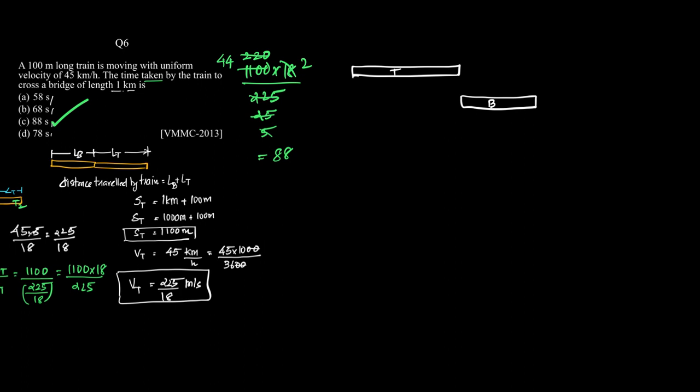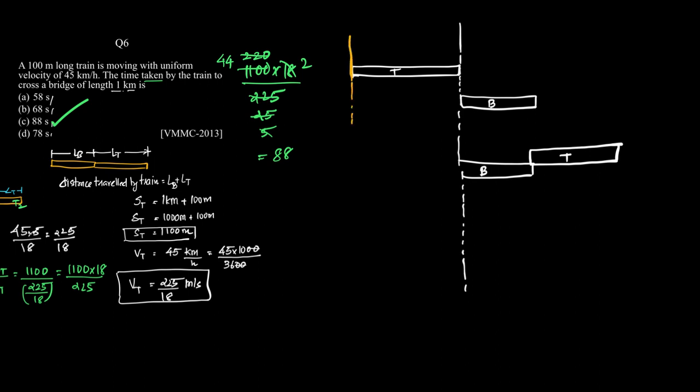So this is the point of initiation of crossing, right? So after crossing, what happens is the bridge is stationary, but the train has now moved past the bridge, right? So this is the train. So if you analyze the initial position of the train, it was here, and the train has moved this far. So the train has moved this much distance.